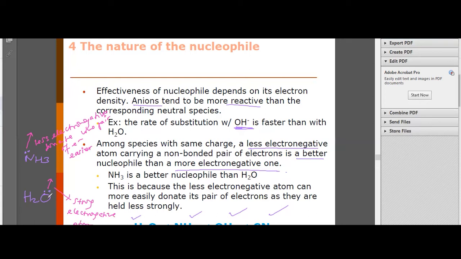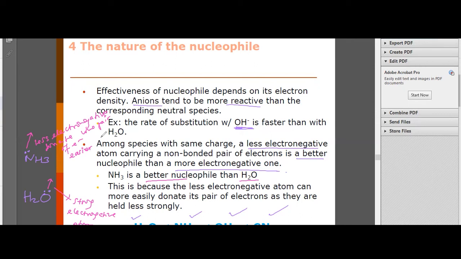The strongly electronegative atom will tend to attract electrons toward itself, right? Compared to donating them. So the lone pair of electrons on oxygen is held more strongly by this atom compared to the lone pair of electrons on nitrogen. So that's why NH3 is a better nucleophile than H2O. Once again, this is because the less electronegative atom can more easily donate its pair of electrons as they are held less strongly. So that's why the best nucleophile is CN minus, next OH minus, NH3, and then H2O.